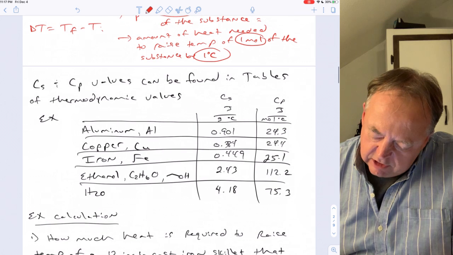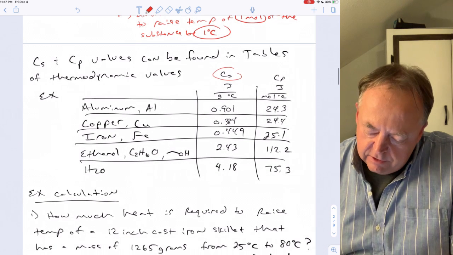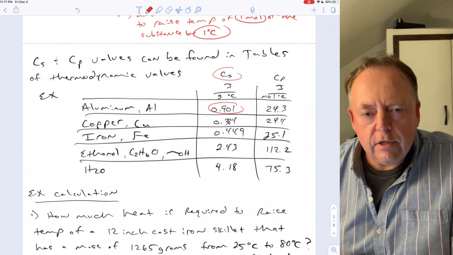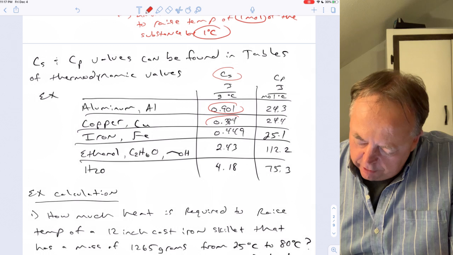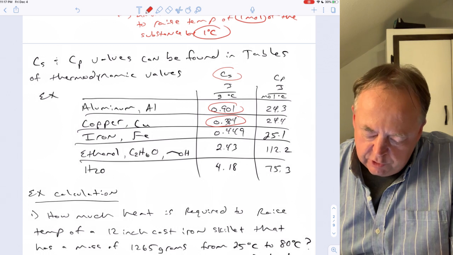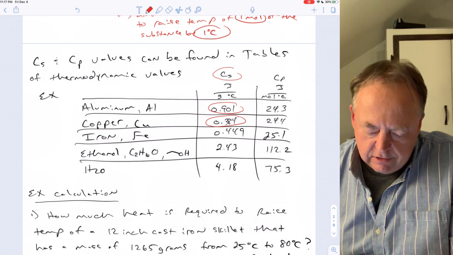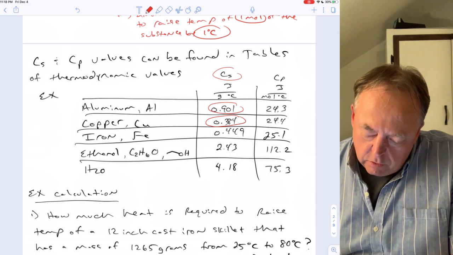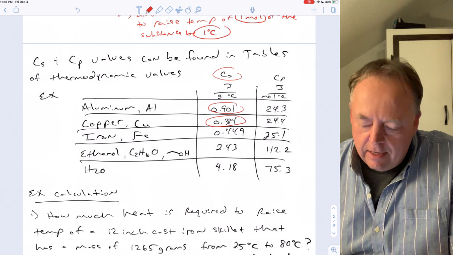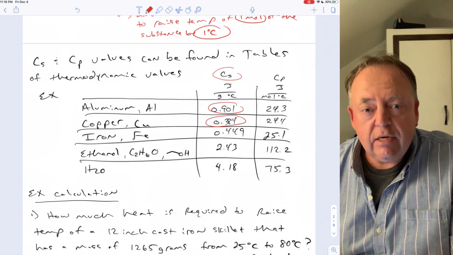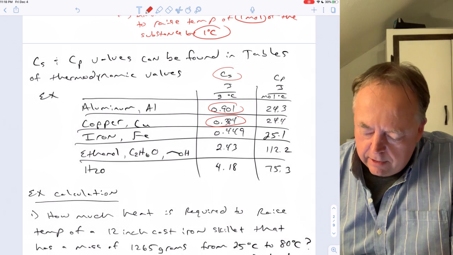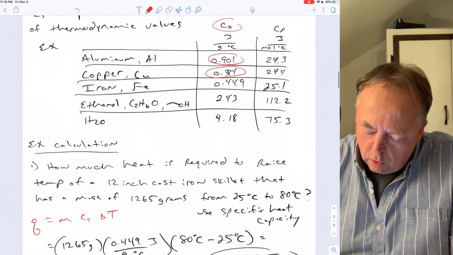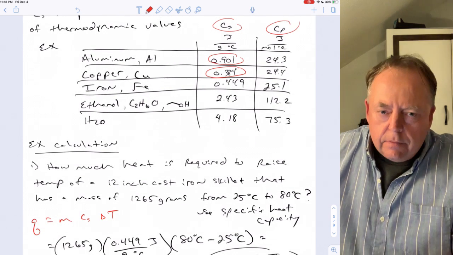So this C sub S is the specific heat capacity, right? You need 0.901 joules of energy to raise the temperature of 1 gram of aluminum by 1 degree Celsius, or you need 0.384 joules of energy to raise the temperature of 1 gram of copper by 1 degree Celsius. So which would be a better conductor of heat? On a gram to gram basis, it doesn't require as much energy to change the temperature of copper as it does aluminum, so copper would be a better conductor of heat. And the molar heat capacity is just in terms of moles of substance, right?